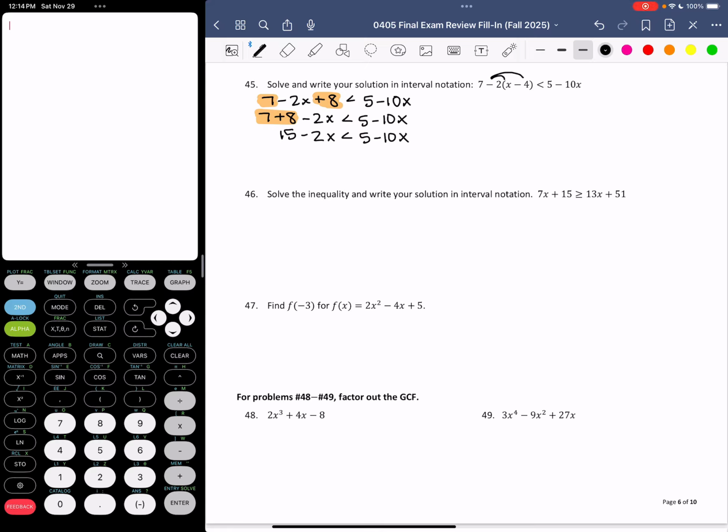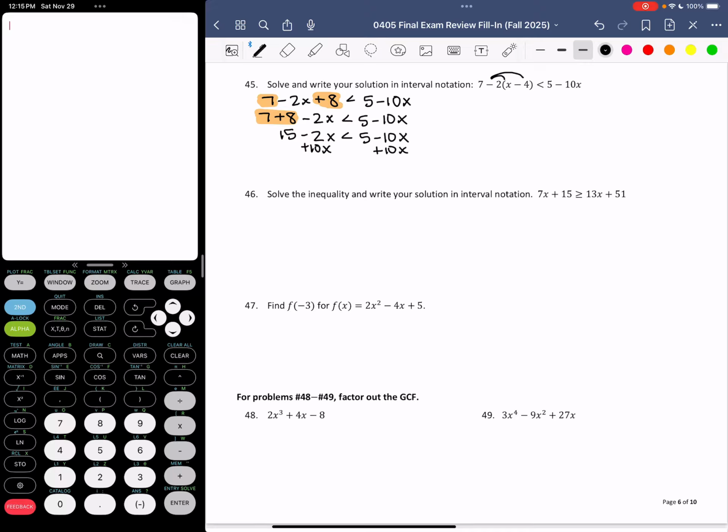Okay, so now we have a choice to make. We need to decide which side we want our variables to be on and which side we want our numbers to be on. And my personal preference is always to move the variables to the left-hand side when it comes to inequalities, because I like my variable to be on the left-hand side. So what I'm going to do is add my 10x to both sides here.